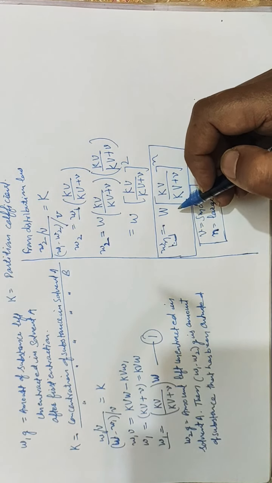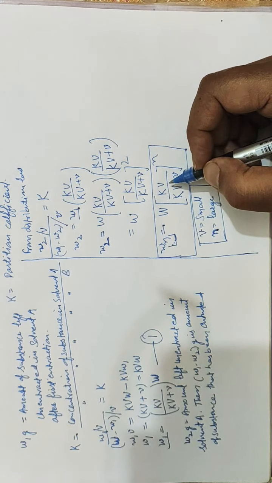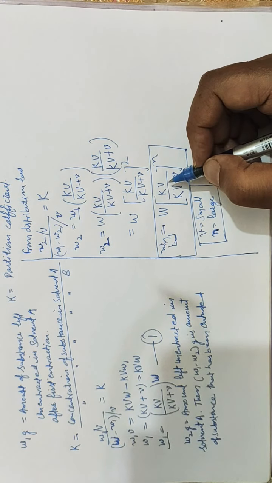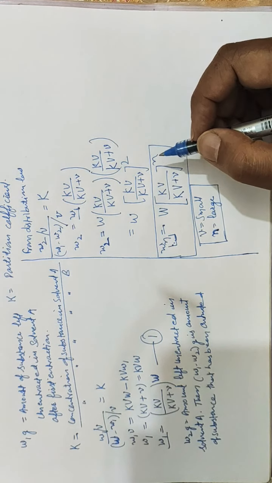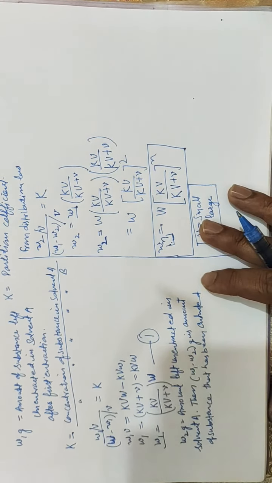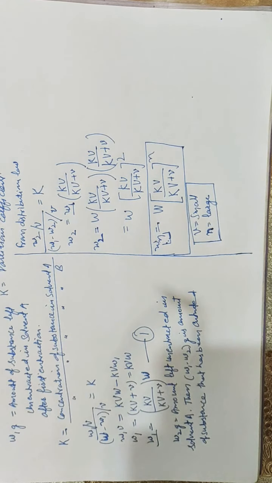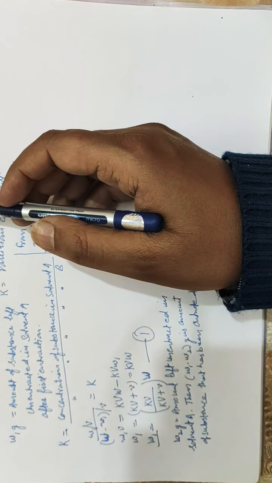So the principle of multi-step extraction is applicable to washing of precipitates. In the repeated washing of precipitates with a small quantity of solvent, the impurities are extracted to a large extent. So these are the general formulas for the substance left and extracted.